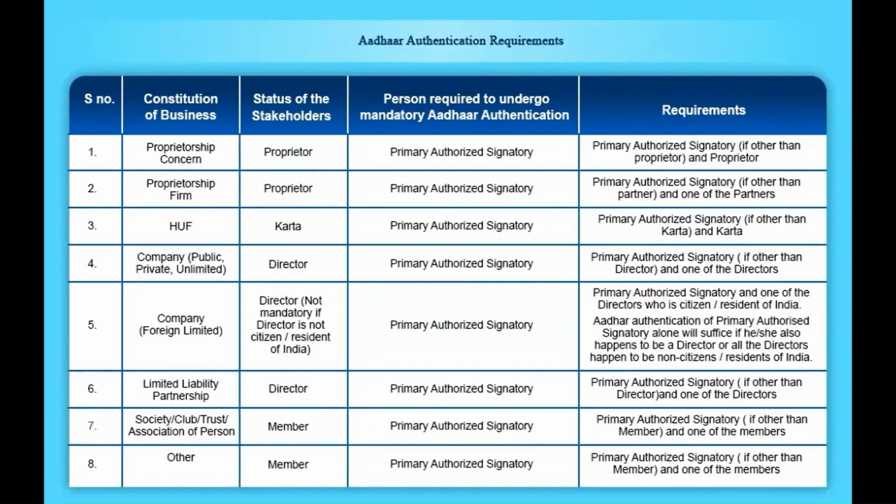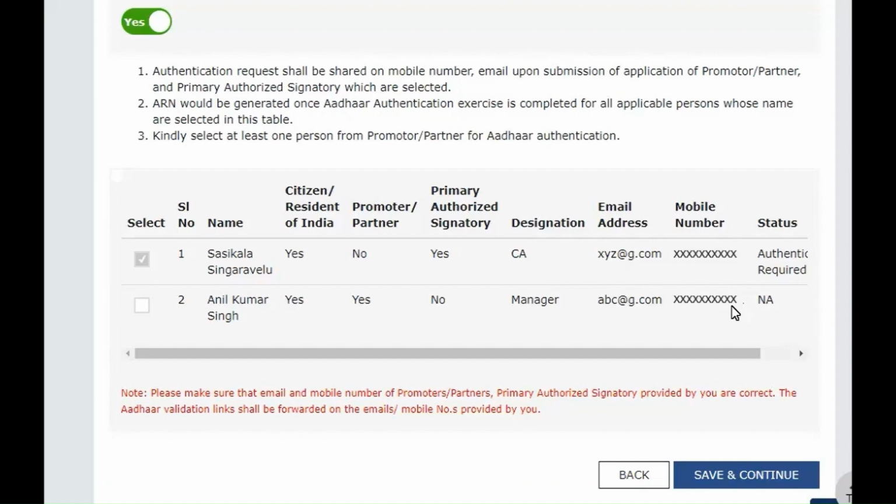Note that the requirement of undergoing Aadhaar authentication is dependent upon the constitution of business. The table on screen explains and lists the Aadhaar authentication requirements for different types of constitution of business. In case you opt for Aadhaar authentication of promoters or partners, authorized signatories, select at least one person from the list displayed for Aadhaar authentication and click Save and Continue.